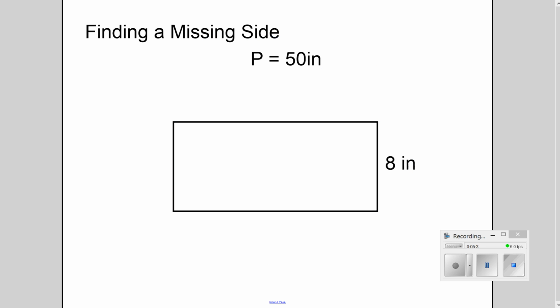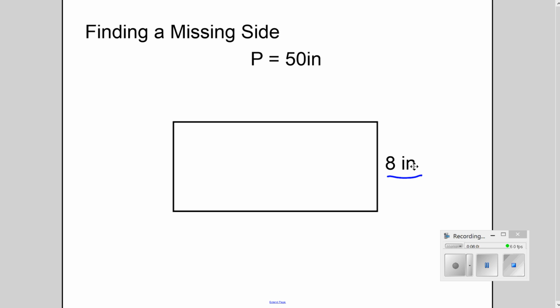Okay, in other words, I already know what this side is. This is 8 inches. And I should have written this because you would normally see it like this. You would see a line there with a question mark or something, or it would just say W equals. Okay, what you're looking for here is the missing side. We don't know what this side is here. So the way we figure it out is, again, just to use the same formula. It's 2 times length plus 2 times width.